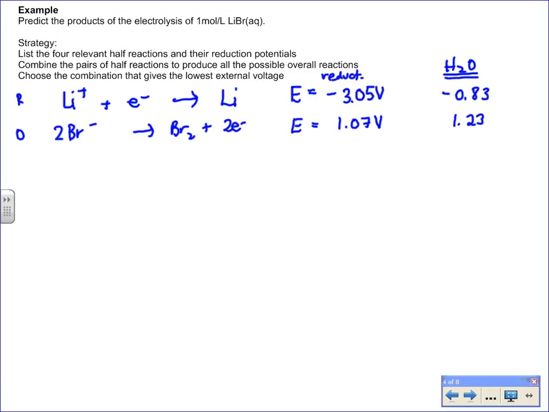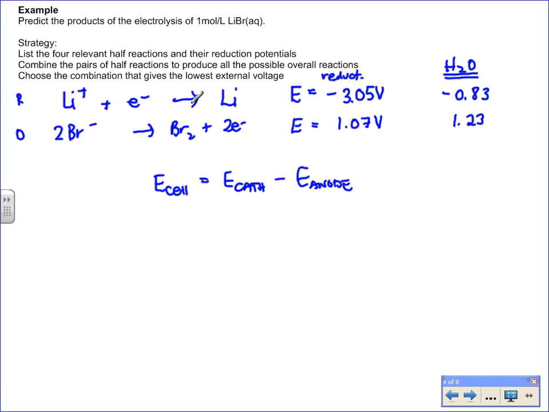And what we want to happen is for the reactions to occur that will lead to the lowest overall external voltage being required. Let's keep in mind that the E cell is equal to the reduction potential at the cathode minus the reduction potential at the anode. So for our choice of reduction potential, we want the value that is the least negative or the largest. Because remember, we want the E cell overall to be as close to 0 as possible.